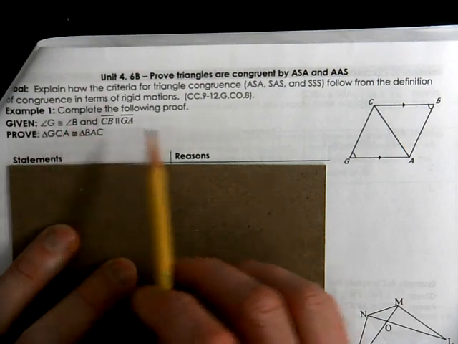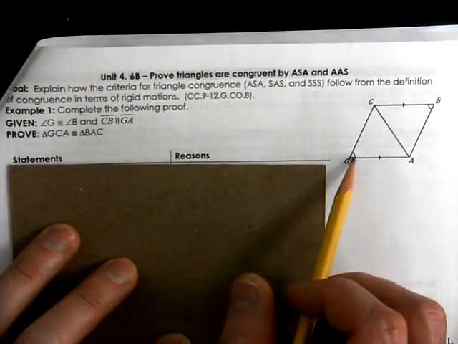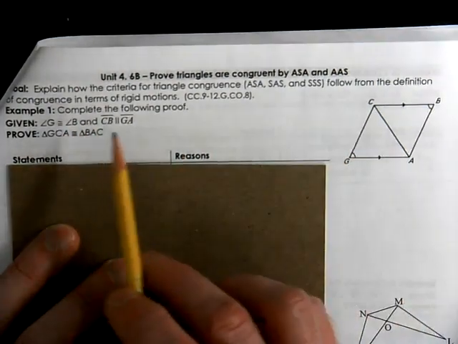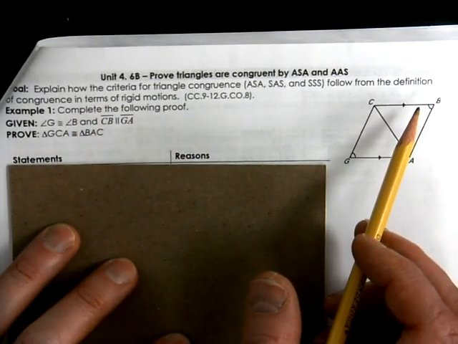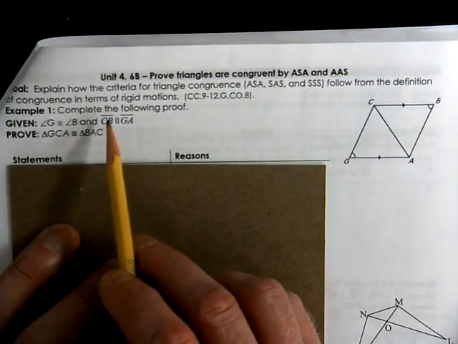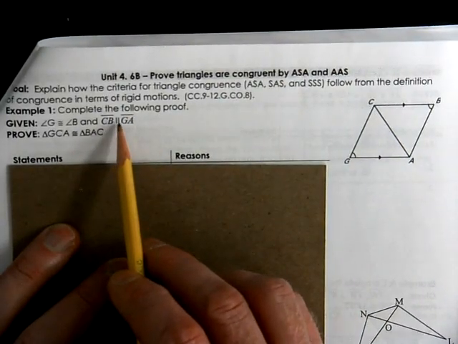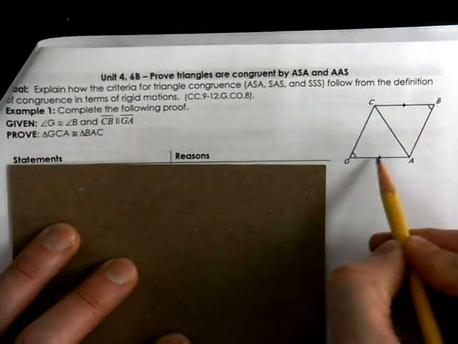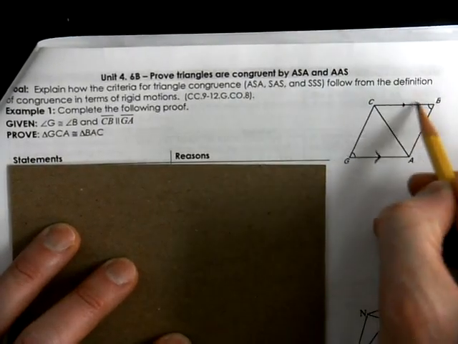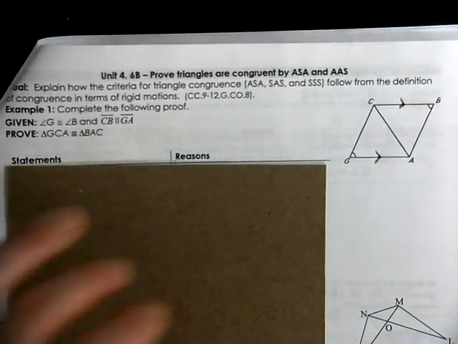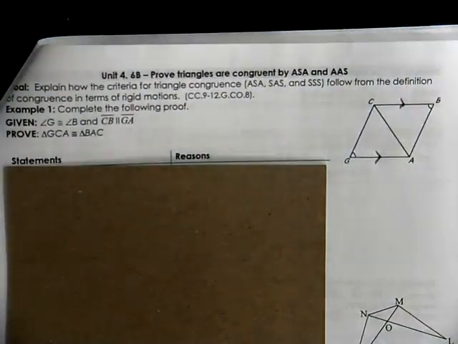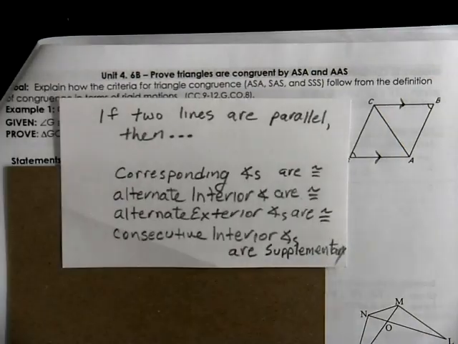We know that angle G, they have a marker on it there, is congruent to angle B. We also know that segment CB is parallel to GA. Take a close notice, and there are arrows on those two segments. The arrows are telling you that you have parallel sides. What are we supposed to think about when we know we have parallel sides?